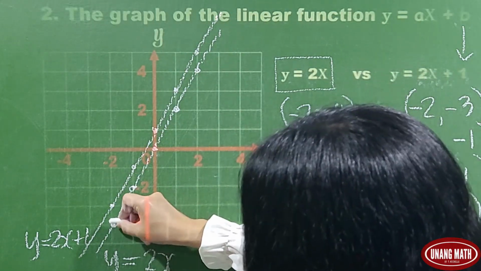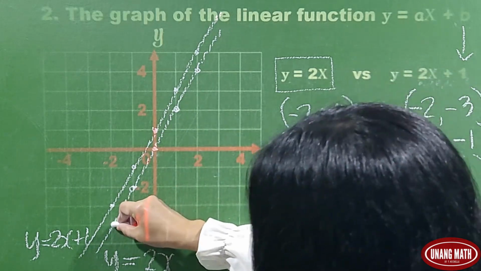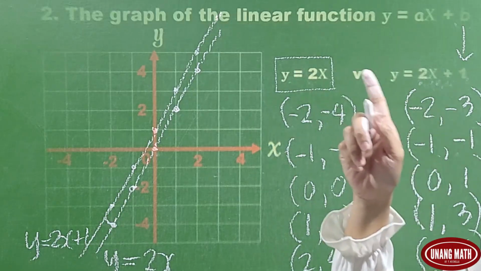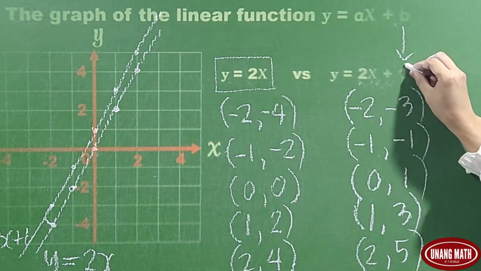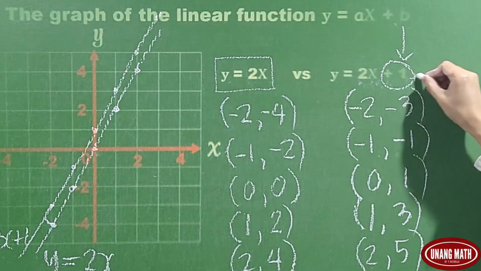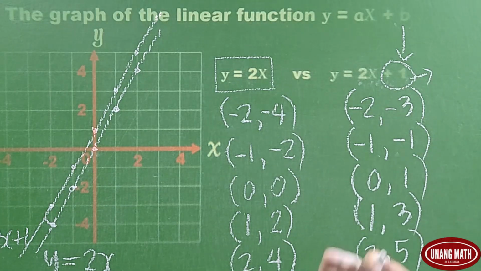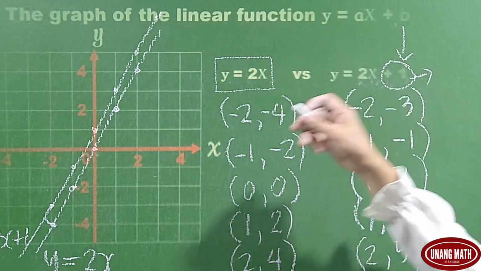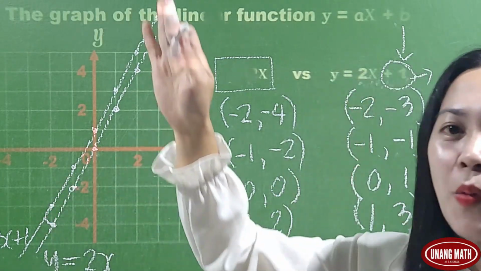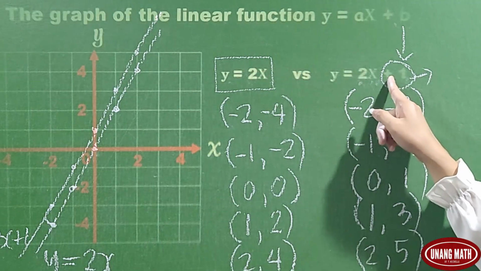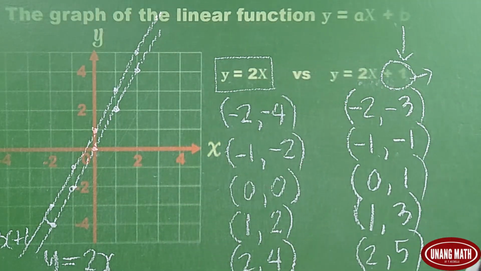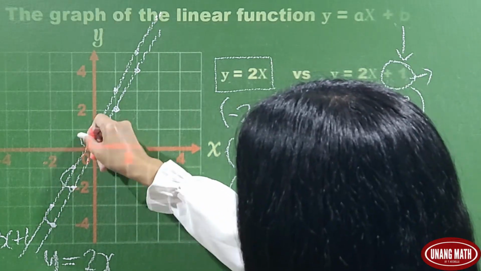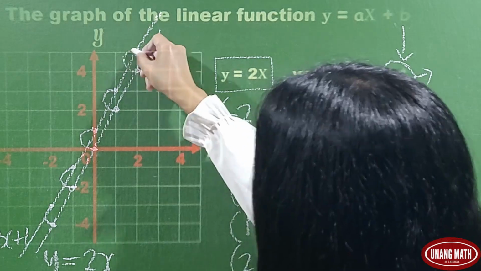How many points did it move? One time going up. Why? Because b, or the value of b, is 1, specifically positive 1. So if the sign is positive, then the movement is going up. But if the sign is negative, then the movement is going down. So it moves one time going up.